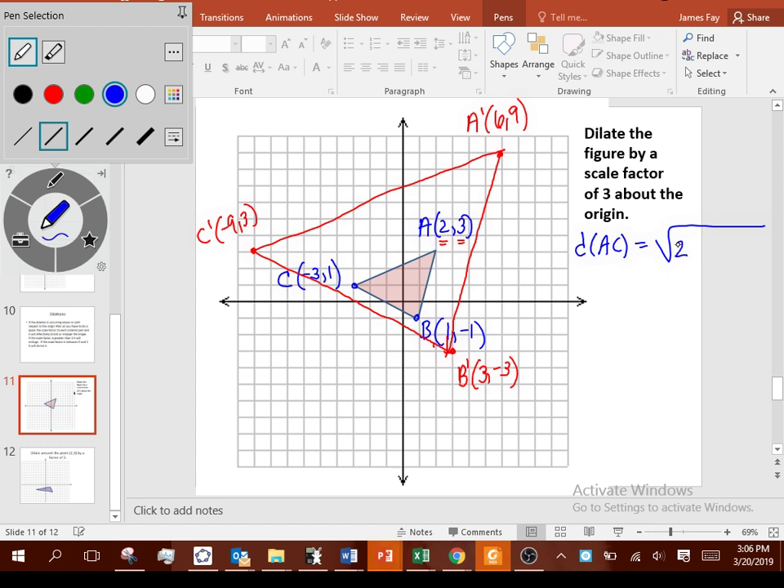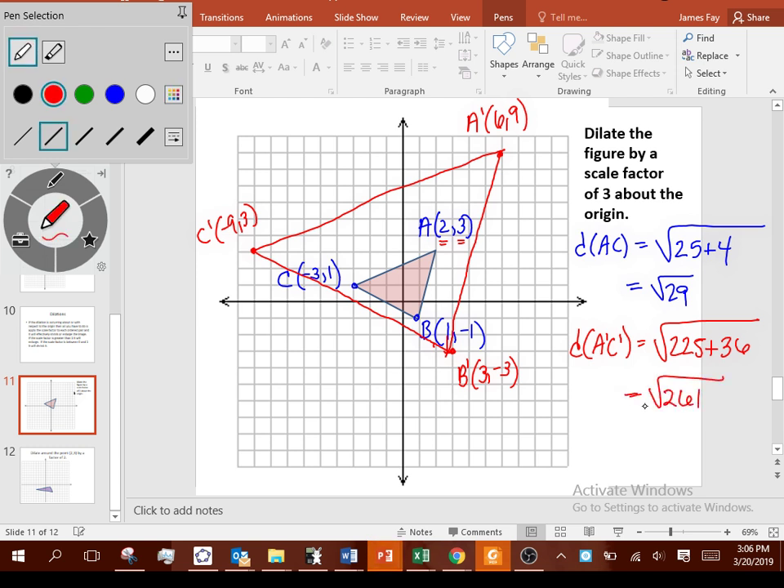That's 5. Square that, you get 25, right? What's 3 minus 1? 2, square that, you get 4. So AC's length is root 29, right? That's prime, so that's nice. Let's find A prime C prime's length. So 6 minus -9 is 15. Square that, 225. Add to that 9 minus 3, which is 6. Square that, 36. So that's going to give me root 261.